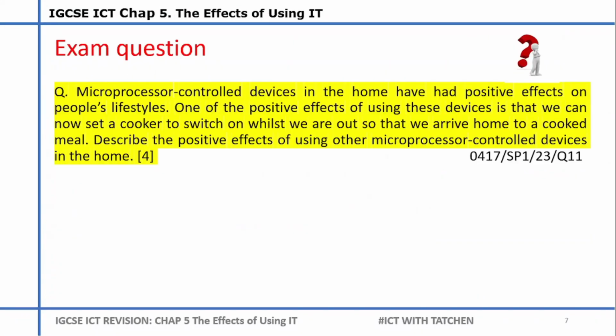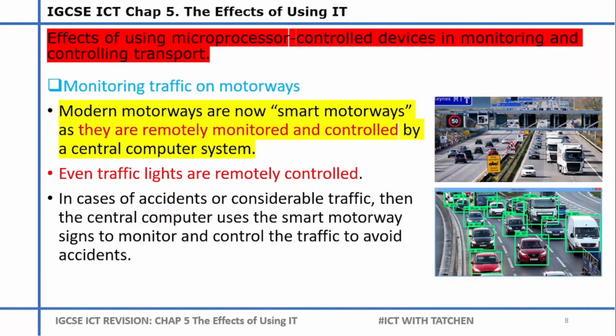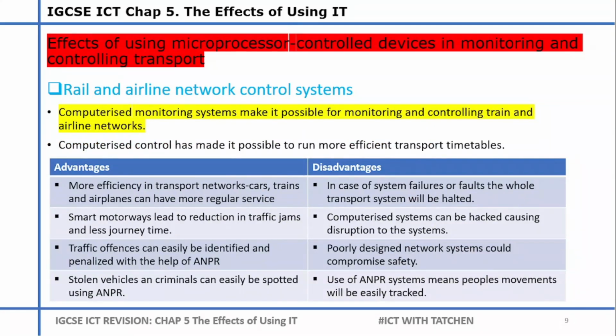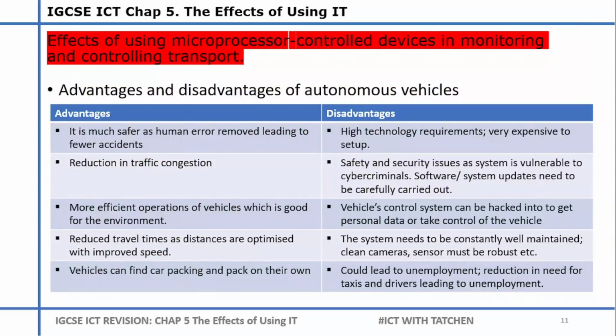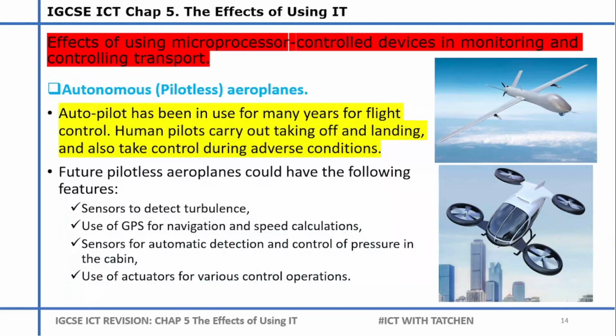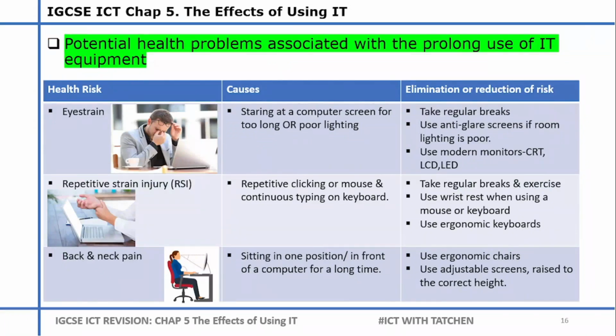We look at social interactions, and finally we also looked at monitoring traffic on motorways, rail and airline network control systems, and we've looked at autonomous vehicles, autonomous trains, and autonomous planes. Now we're diving into the next objective, which is potential health problems associated with the prolonged use of IT equipment.